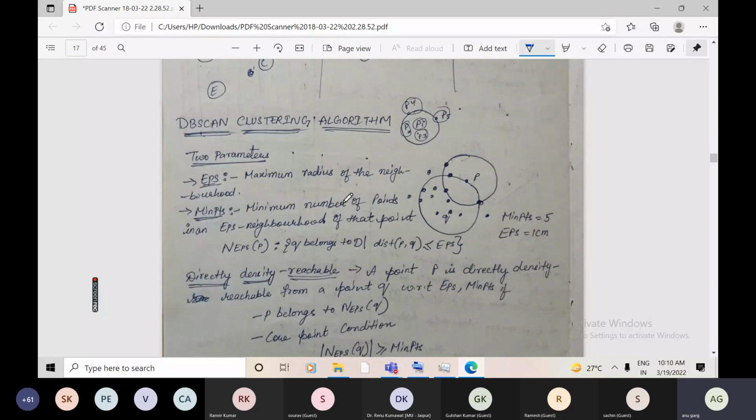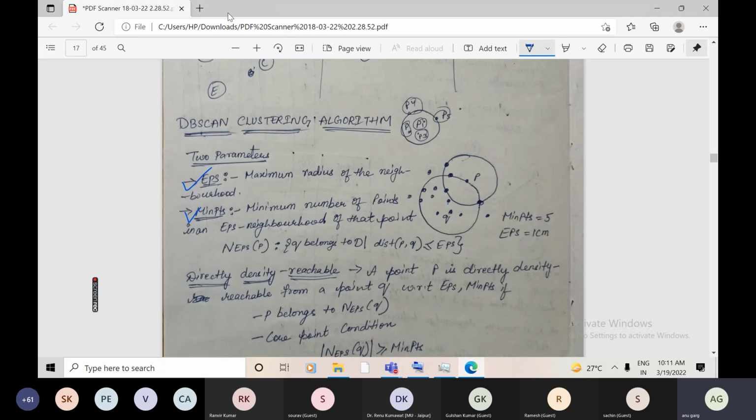So the DBSCAN clustering algorithm is nothing but a direct density reachable clustering algorithm. Here, first let's understand some theory. This says that if you have some point, two parameters are important: epsilon and minimum points. To make a cluster, you should satisfy these two parameters.